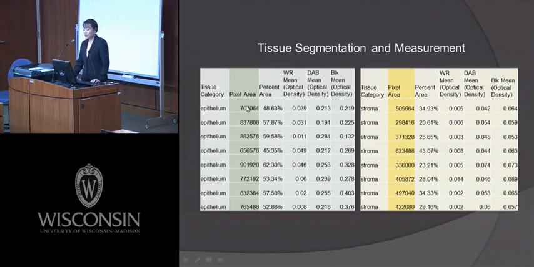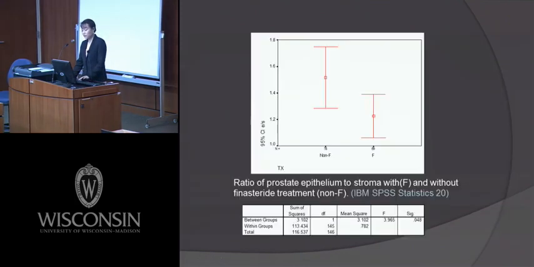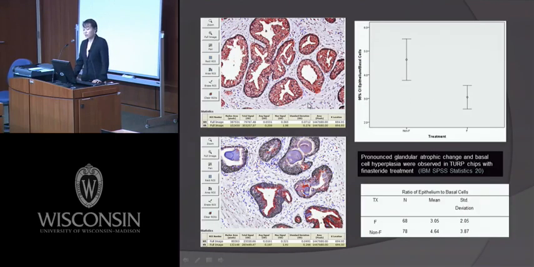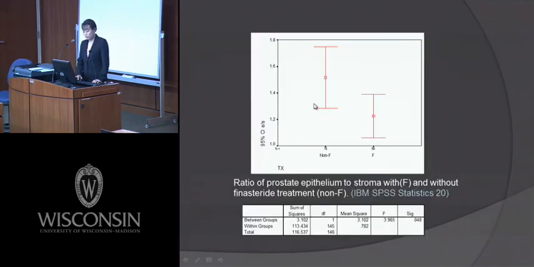And if you divide the epithelium by the stroma pixel area, you get the epithelial to stroma ratio. So we plot this. As you can see, the y-axis shows the epithelium to stroma ratio, and the x-axis shows the treated and non-treated groups. As you can see, there is a significant difference of the epithelium to stroma ratio in these two groups of patients. And that's with inForm software.